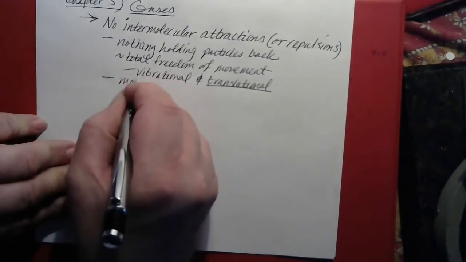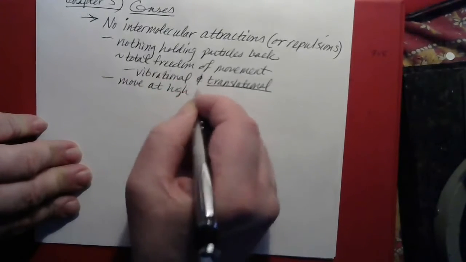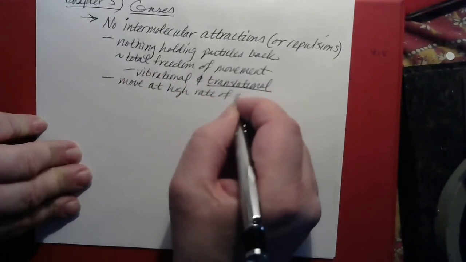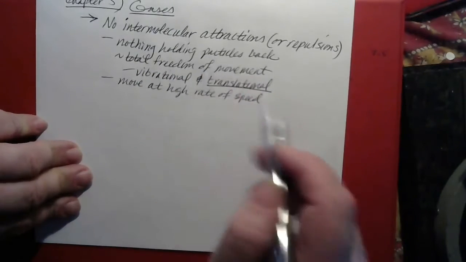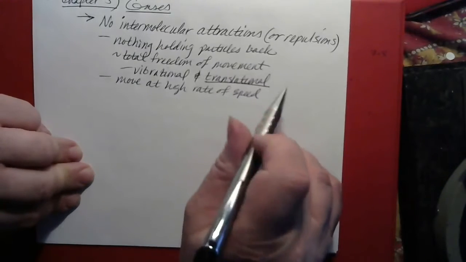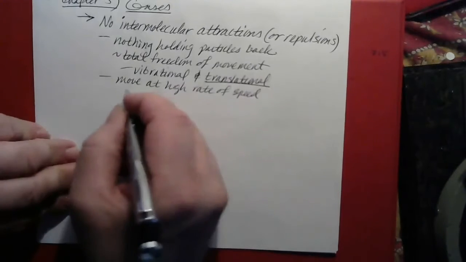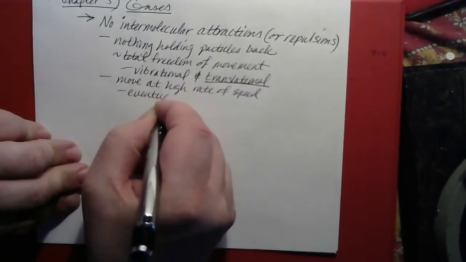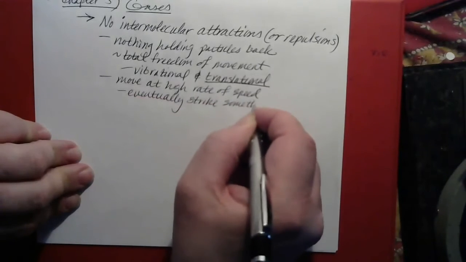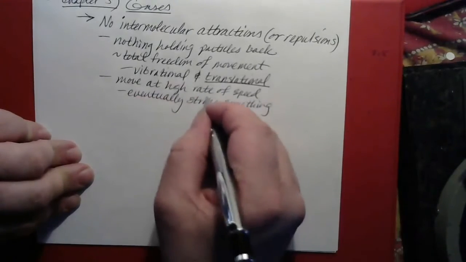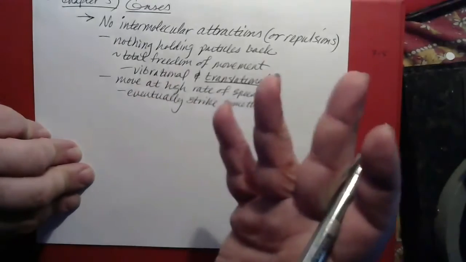Gas particles move at a high rate of speed. And that's not only because they have nothing holding them back, but also because they tend to be very small. And so it doesn't take much thermal energy to get them moving quickly. They will eventually strike something. What they strike could be another particle, or it could be the wall of the container, or us, or something like that.